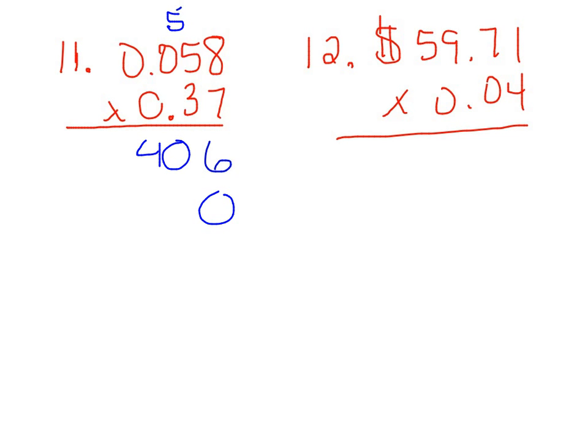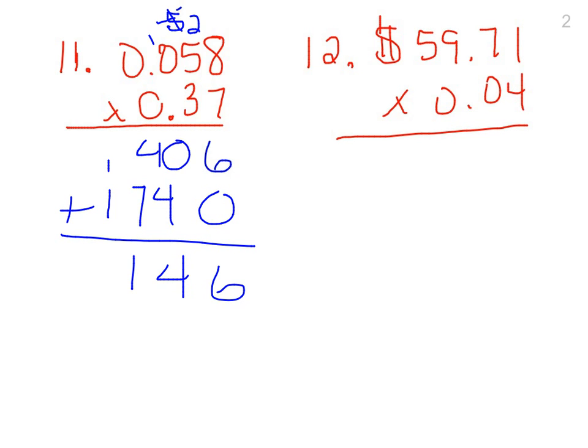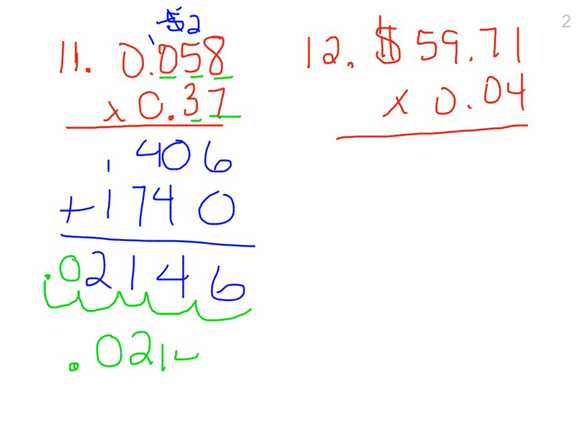3 times 8 is 24. We're going to carry the 2 up here. 3 times 5 is 15, plus 2 is 17. And then 3 times 0 is 0, plus the 1. So we're going to add those up, and we get 6, 4, 11, carry the 1 and 2. Count up the decimal places, and we see that we have 1, 2, 3, 4, 5. So we need to go over 5. There's 4 plus 1 more. Add a placeholder 0, and our answer is 0.0214.